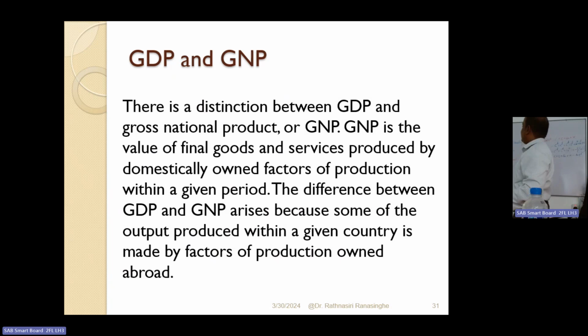So normally, net factor income from abroad for Sri Lanka is negative. Factor income payment is higher than the factor income received, because we pay the others, since they are highly involved. Factor payments are higher than the factor income received. Therefore, GDP is higher than GNP. So GDP minus net factor income from abroad.